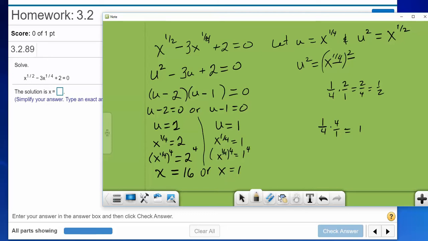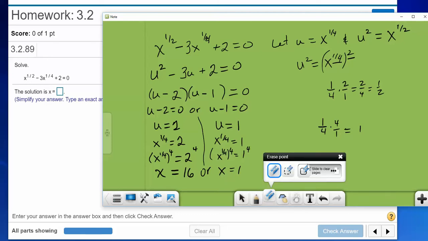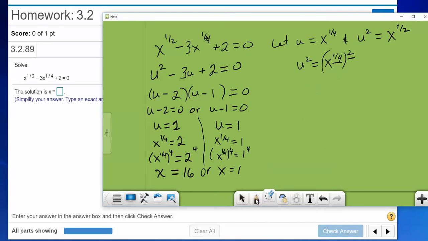Now again, just like the previous problem, whenever you raise both sides to an even power, there's a little problem with the logic. It becomes an if-then statement instead of an if and only if statement. So even if we did nothing wrong, these two solutions may or may not be solutions to the original problem. So we have to check these. So we're not checking for mathematical errors. We're checking to see if, in fact, 16 is a solution.